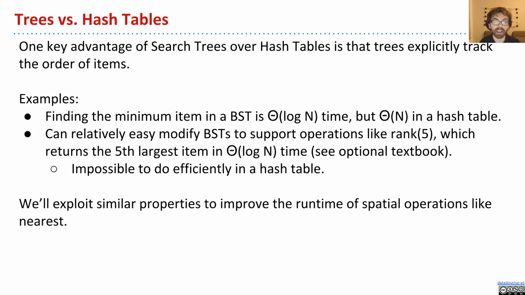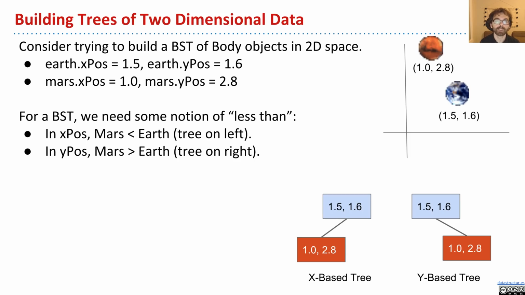So what we're going to do now is exploit similar properties of trees so that we can speed up operations like nearest or range finding. Okay? So let's start by looking at 2-dimensional data and why it's not just trivial. Imagine that we have bodies in space, like say Mars and Earth. Earth has position 1.5, 1.6, that's x and y respectively, and Mars has 1.0, 2.8.